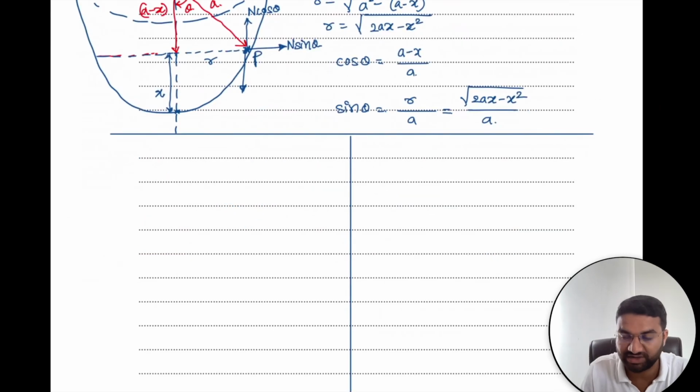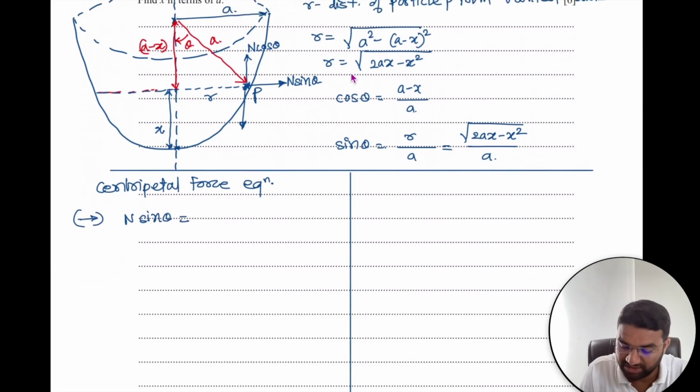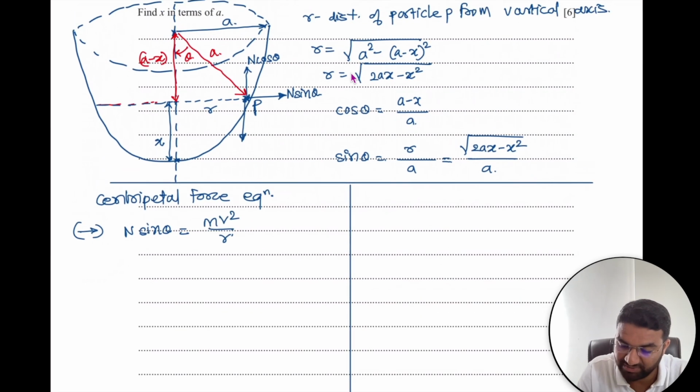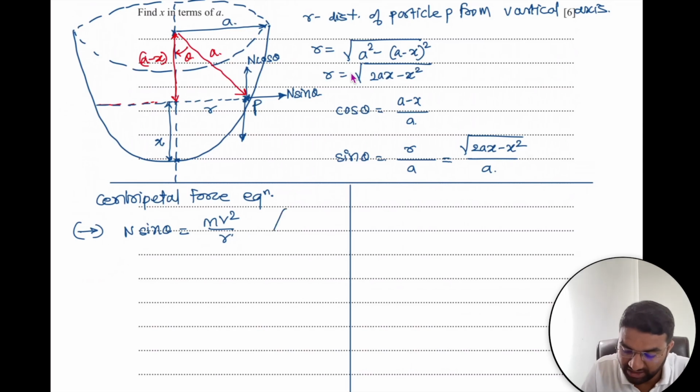So look at this: firstly, we take the centripetal force equation for the horizontal forces. So n sin theta is equal to mv squared over r, right? Because it is moving along the horizontal surface, and the horizontal motion is circular motion, and we have v equal to root of 8ga upon 3.